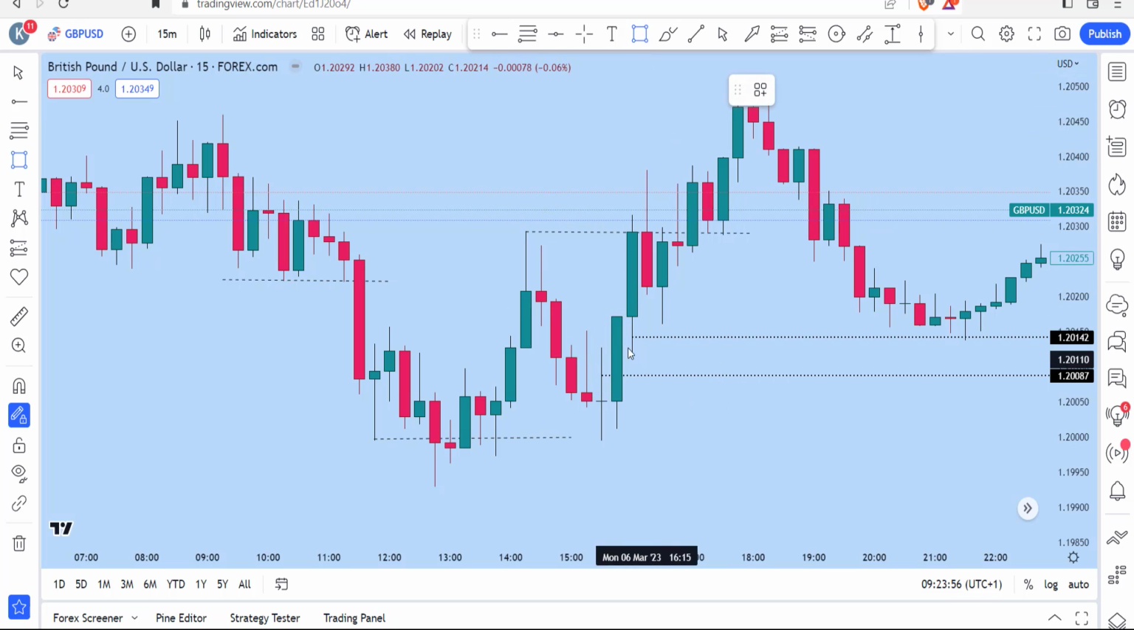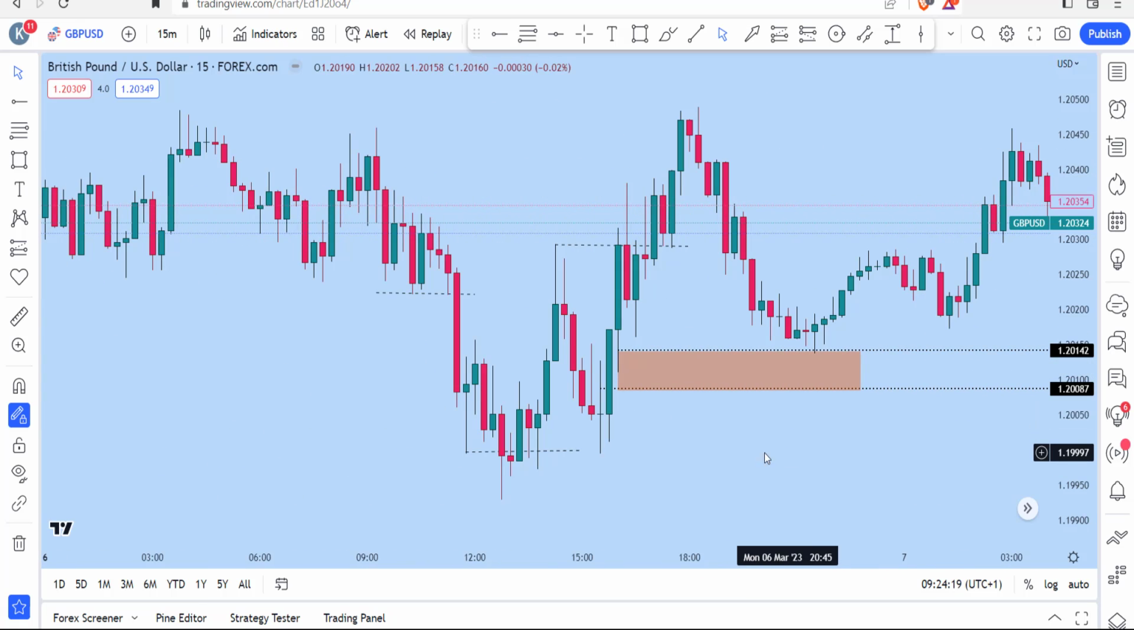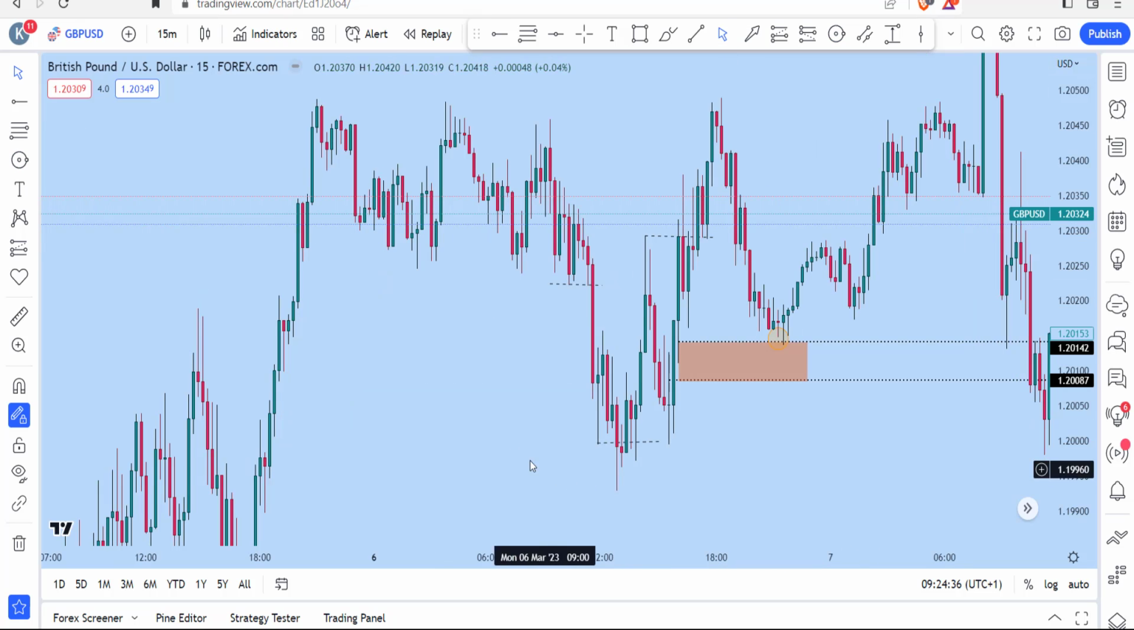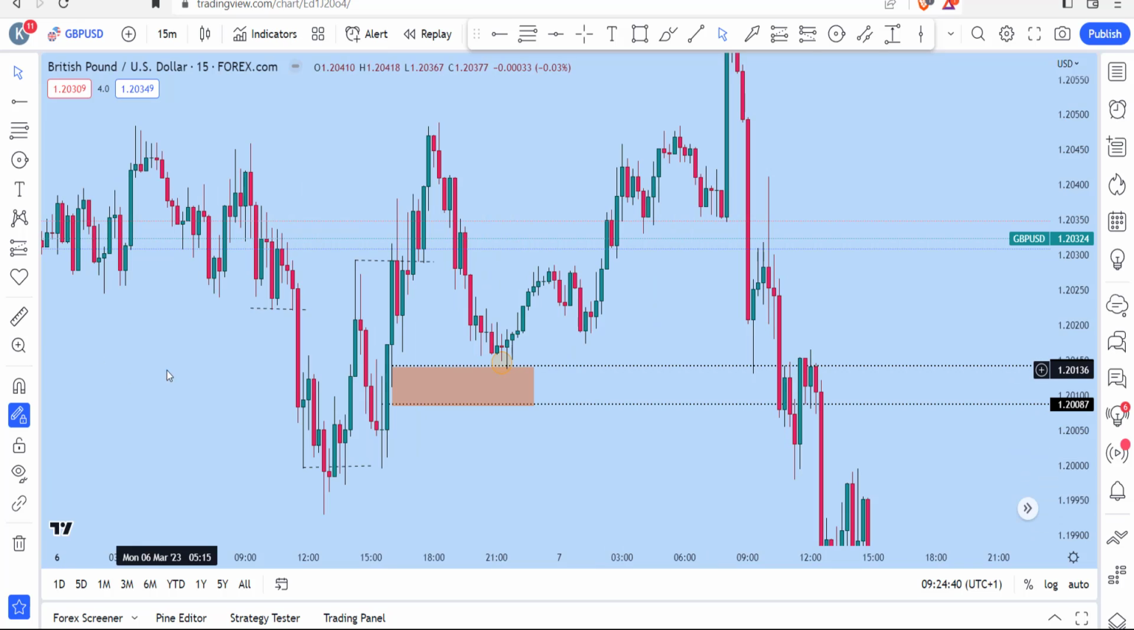The next thing is to wait for price to come and fill it up. This is implied fair value gap. Notice how this candle respected this implied fair value gap. Look at it. It came and just tested that level at this point and then decided to move up from that area. So you can even use this same information to take trades. It's called implied fair value gap.